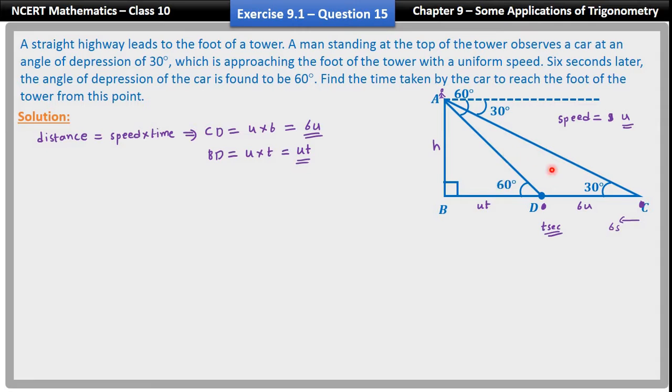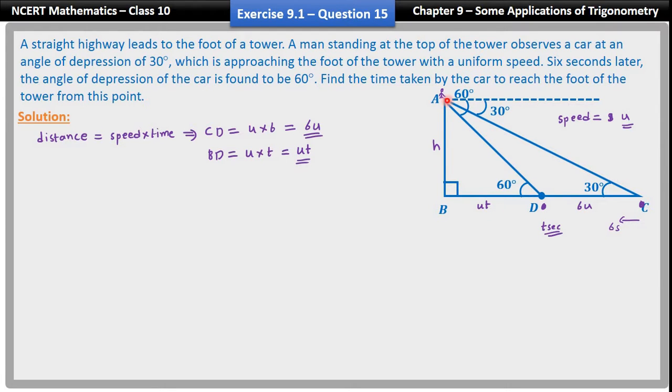So all we did is we converted these distances into distance and time. So we took the speed as u. So this distance is nothing but speed into time. Because it took 6 seconds, this distance will be 6 into u. Similarly, because it takes t seconds to cover this distance, the distance BD will be equal to u into t. Okay. Now let's solve the problem.